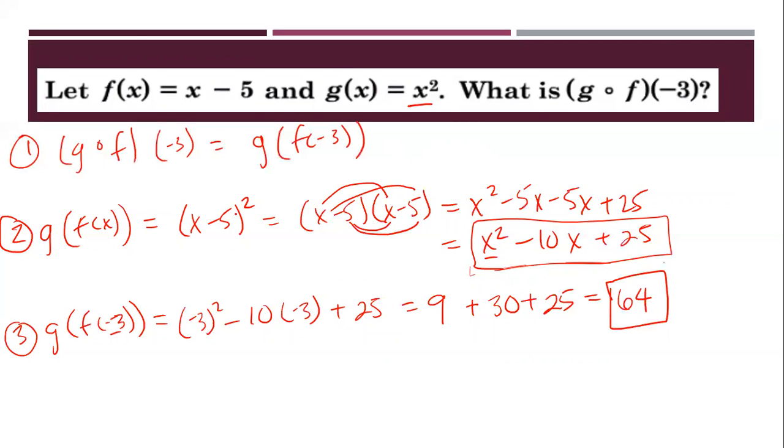Any questions about any of these steps? So step 1, we rewrote it in function notation. Step 2, we actually substitute the entire f of x into g of x. And then step 3, we evaluate. That's the number they're asking for.